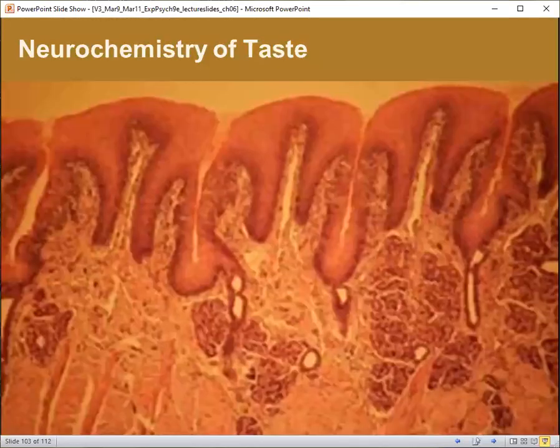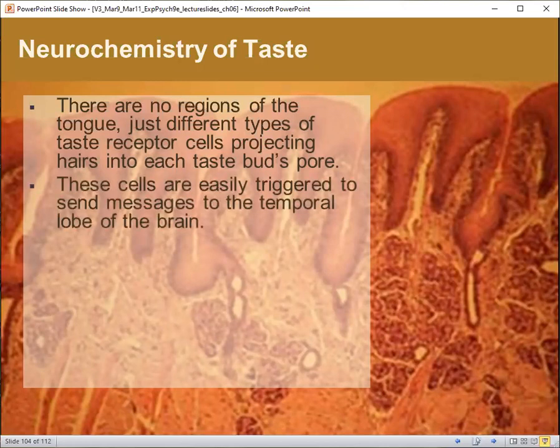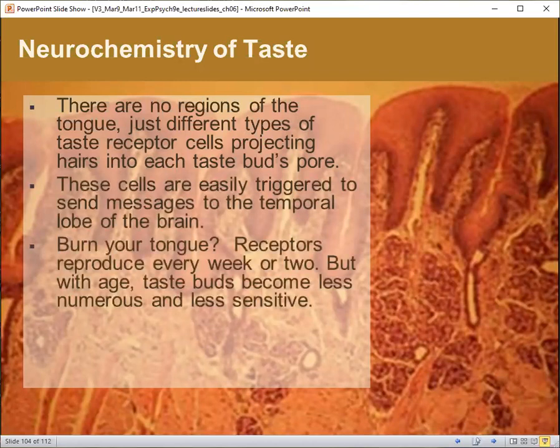Now, the neurochemistry of taste. There are no regions of the tongue, just different types of taste receptor cells projecting hairs into each taste bud's pore. These cells are easily triggered to send messages to the temporal lobe of the brain. When you burn your tongue, which has happened from time to time, receptors reproduce every week or two, but with age, we do see taste buds become less numerous and less sensitive. That's probably why you see your aging parent or grandparent tends to put a little bit more salt and pepper or hot sauce on things, because their receptor cells are not as numerous as they were when they were much younger.